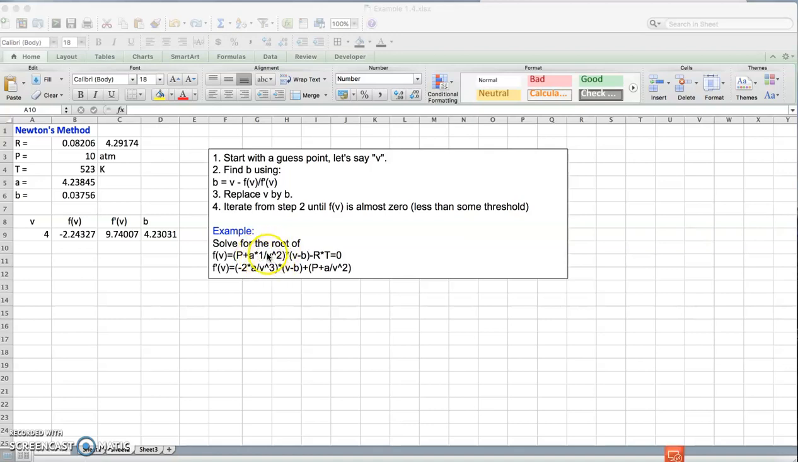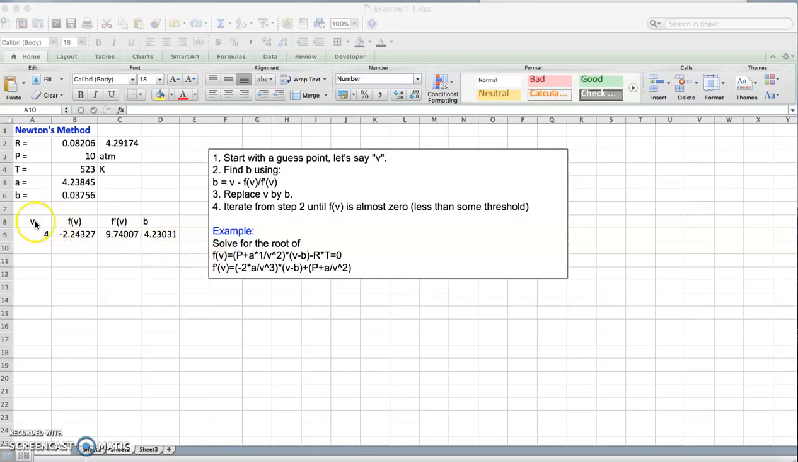Alright, so that's the derivative of this term times v minus b, and then plus derivative of this term, which is 1, right? Derivative of v is 1, times the second is p plus a over v cubed. And then derivative of the last term is 0 because both of them are constant and independent of v. Alright, so now we have f of v, we have f prime of v. We can solve for the root using a spreadsheet.